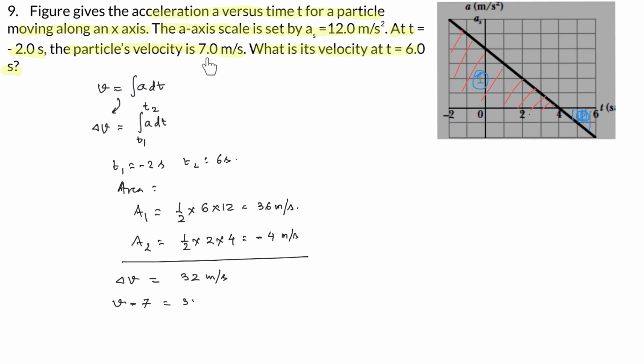Initial velocity is 7 meter per second. So this comes out to be 39 meter per second. So you make a mistake in this. Instead of using V equal to integral A dt, you should use delta V equal to integral A dt. Then you will not make mistakes.